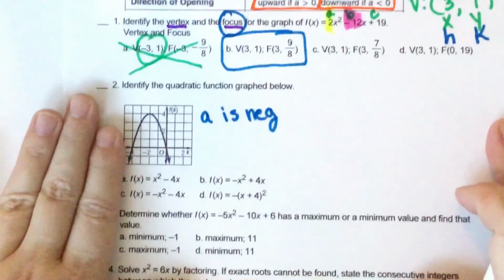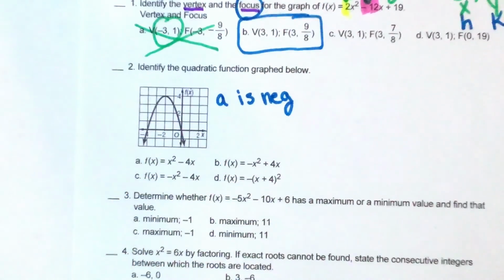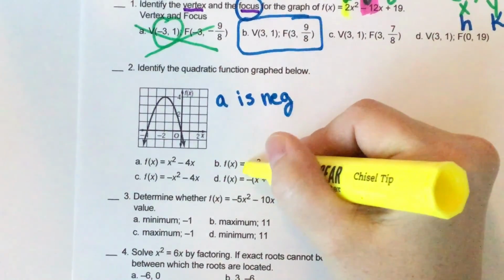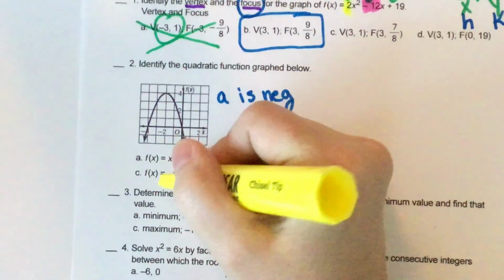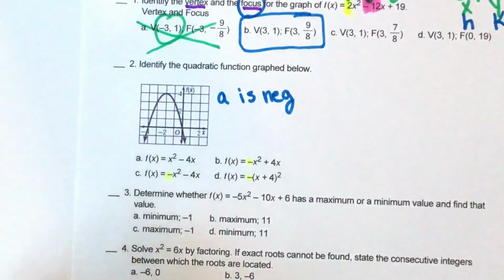So I know that since the graph opens down, the A is negative. So let's just look at those answer choices. A is in the very front, and I need it to be negative. Look at answer choice A. A does not have a negative in the front, so A is out.